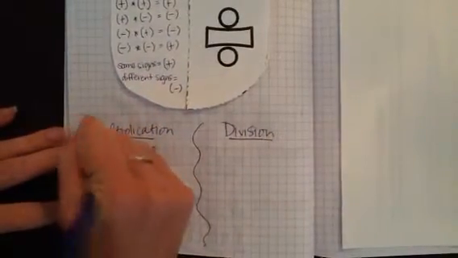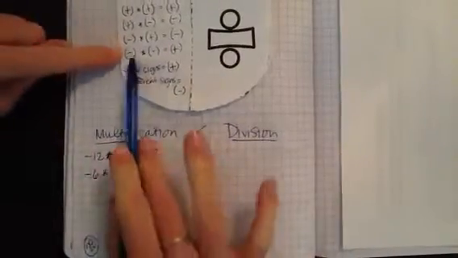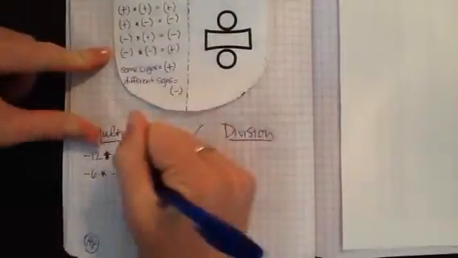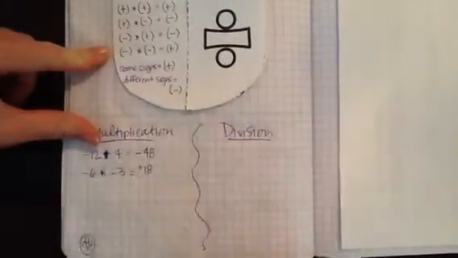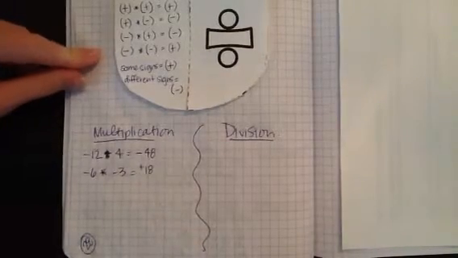What if I have a negative 6 times a negative 3? Well, negative times negative, that's going to give me a positive. 6 times 3 is 18, so it must be a positive 18. You can put the positive symbol if that helps you, but you don't have to.